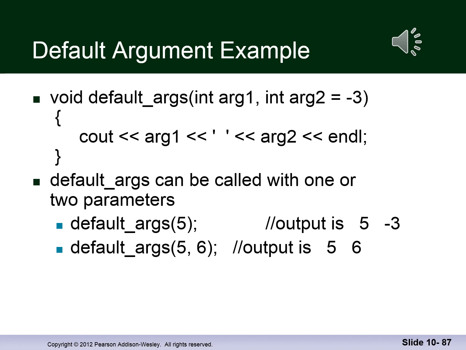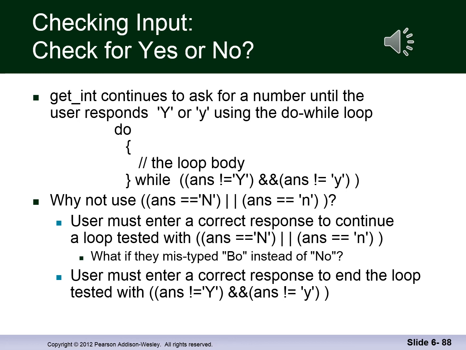Here we take a closer look at how getInt checks the input. Do you check for yes or no? getInt continues to ask for a number until the user responds positively, Y, capital Y, or lowercase y, using the do-while loop. You're probably thinking, well, why not use N, capital N, or lowercase n? That's because the way this is structured, the user must enter a correct response to continue.